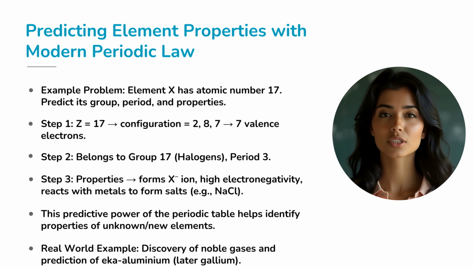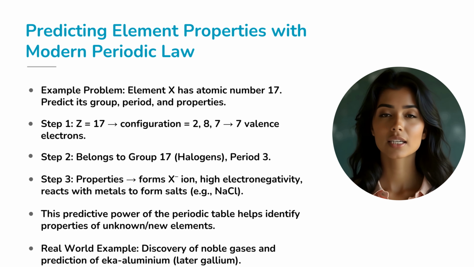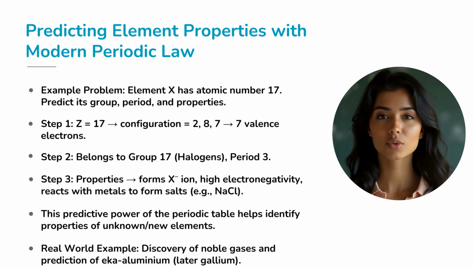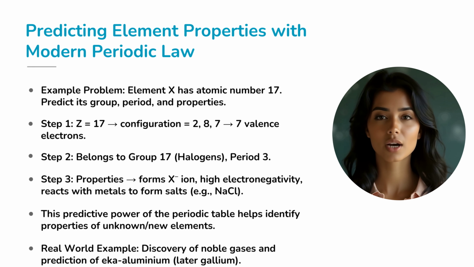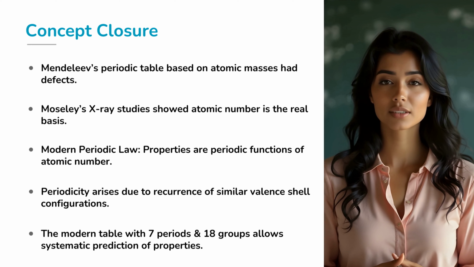This shows the predictive power of the periodic table. Even if you encounter a newly discovered element, its atomic number will tell you its exact location and most of its properties. That's why scientists could predict aluminium, which later turned out to be gallium, and even noble gases before they were isolated. So, let's wrap up today's discussion.